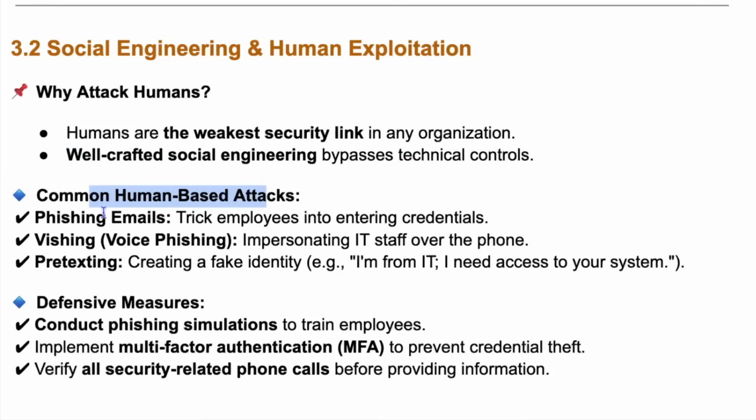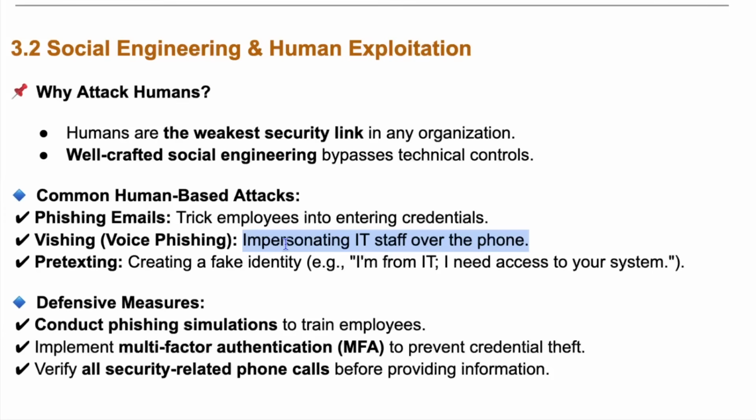So common human-based attacks are phishing emails, right? Tricking them into entering credentials through some kind of a link. Vishing, which is a voice version of phishing, so impersonating IT staff over the phone. And this has become more and more common and more powerful in the age of AI, because now you have AI voice emulators that can scan voice samples, about 20 minutes of them, and duplicate exactly what a person sounds like, especially if they have a unique voice. Now you can call as if you were that person, and then you're pretty much in.